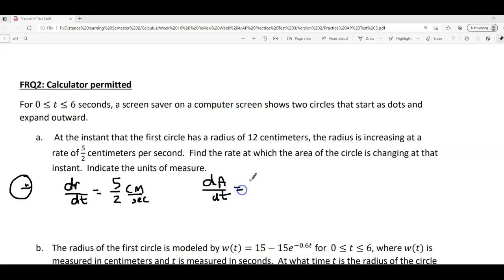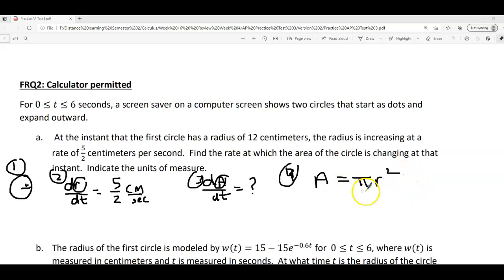So I need to find a formula that will connect radius with area. And when it comes to circles, that's pretty easy. I need to be numbering my steps. This is 1, this is 2, this is 3, and this is actually step 4. So we need to find our area, which is area equals pi r squared. And luckily, that formula connects the two variables exactly as they need to be connected.